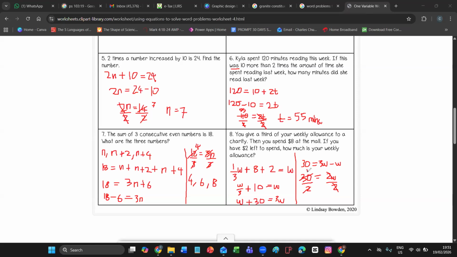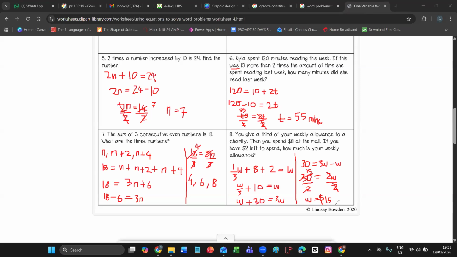15. Yes. So that's it. Our weekly allowance has emerged as $15. Yep, $15. Okay.